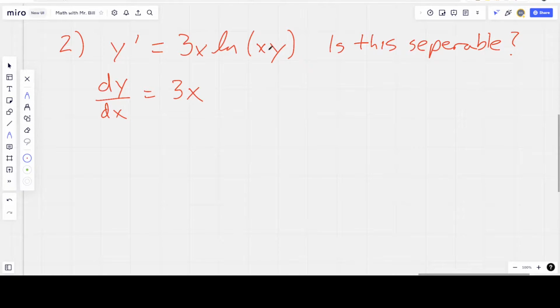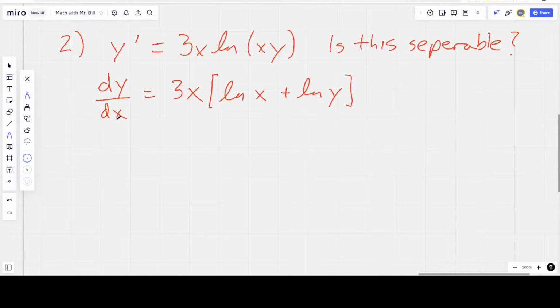But because it's inside a natural log, the product there, x times y, becomes a sum. And so I can rewrite this natural log as the sum of the natural log of x plus the natural log of y. So now the question is, can I get all of the x's by themselves and all of the y's by themselves? That's going to be difficult, and it's going to be impossible, actually.